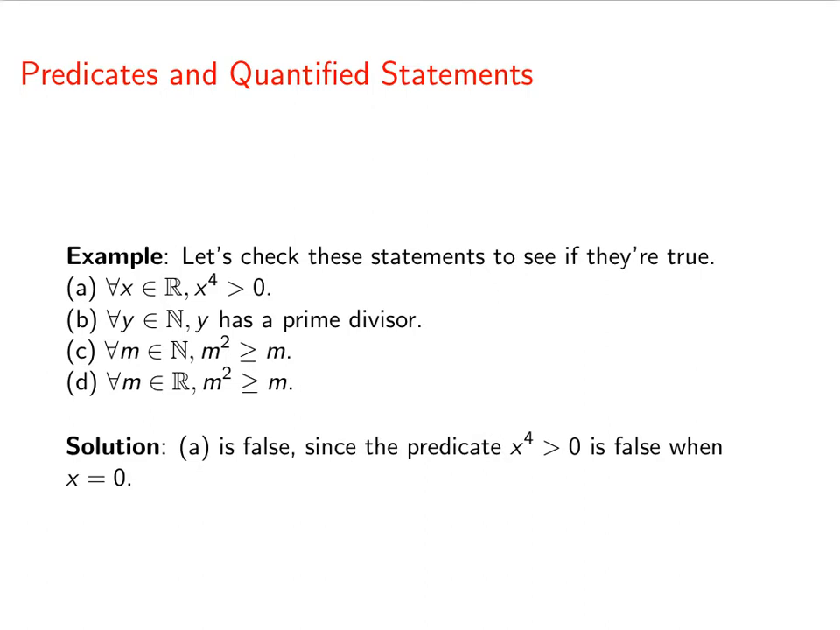Okay, part A is false. The predicate x to the fourth is bigger than 0 is false when x is equal to 0. Take note, this is the only counterexample. Every other value of x that we plug in that's in the domain, that predicate is true. It only takes one counterexample to make it false.